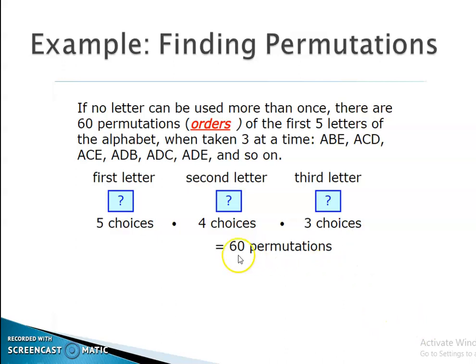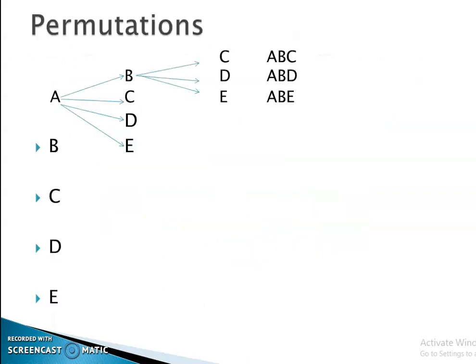The first letter can be selected in 5 ways. There are 5 choices for the first letter, 4 choices for the second letter, and 3 choices are left for the third letter. So we can multiply 5, 4, and 3. The product of 5 into 4 into 3 is 60. So there are 60 permutations.